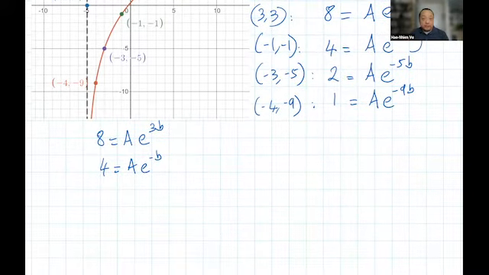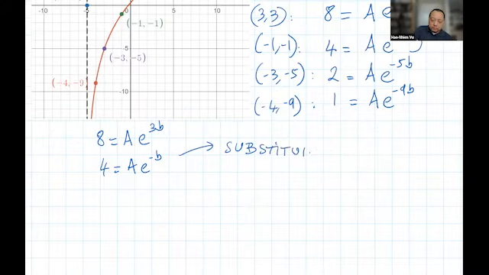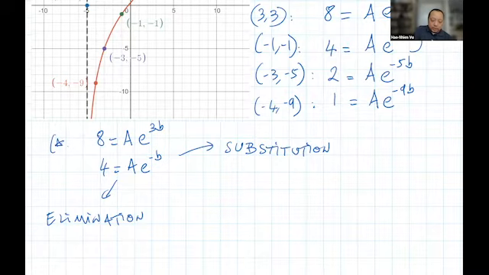You can solve by substitution, or you can solve by elimination. I'm going to do both. Let's call this equation 1, and let's call this equation 2. Using substitution, it doesn't matter really, but I'm going to use equation 2.